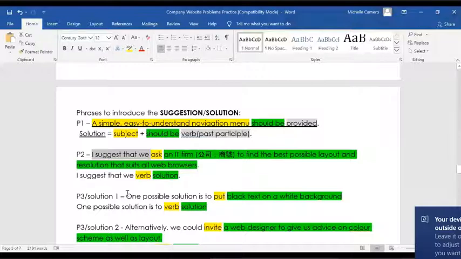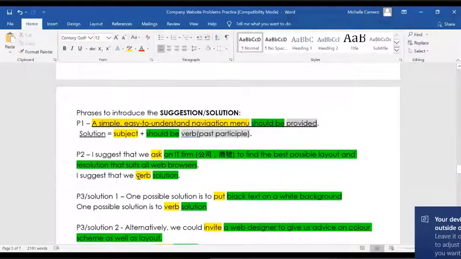So for problem 2, what is the suggestion or the solution? It says, "I suggest that we ask an IT firm to find the best possible layout and resolution that suits all web browsers." So basically, you just say, "I suggest that we," verb, and then the solution. Our verb here is "ask." So notice no -ing, no -ed, and no -s. Okay. And then say the rest of whatever is given on the test paper or practice paper. You'll put that there as the solution.